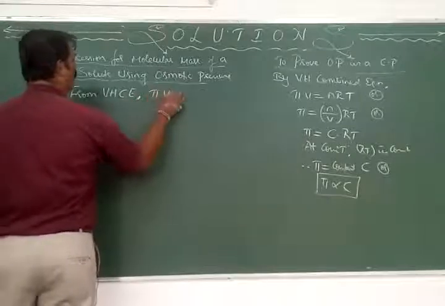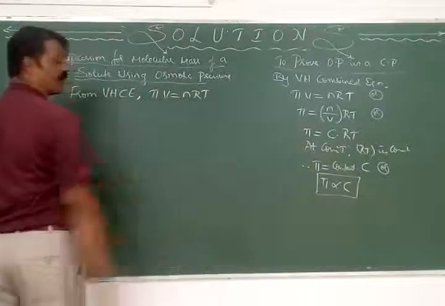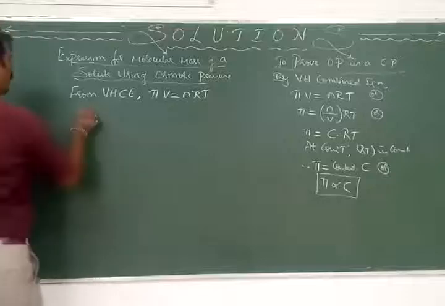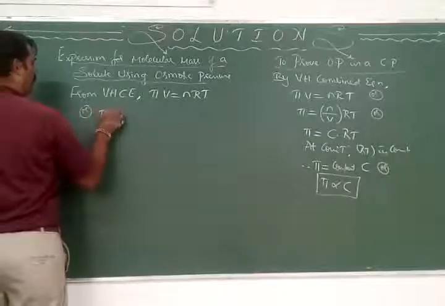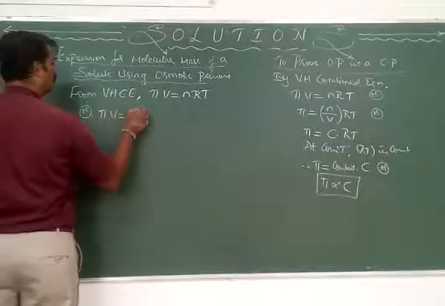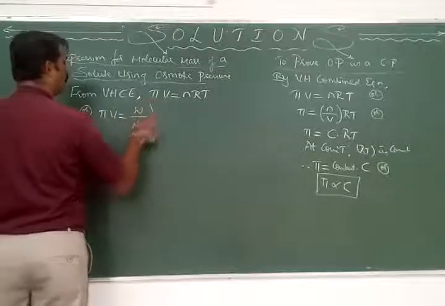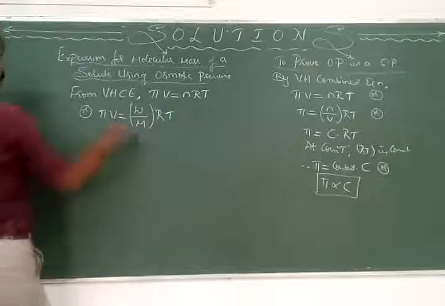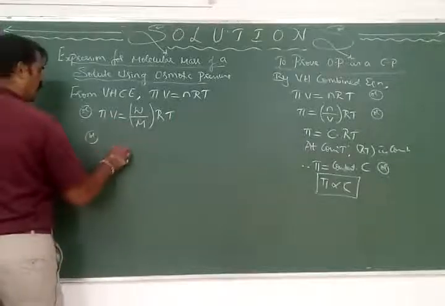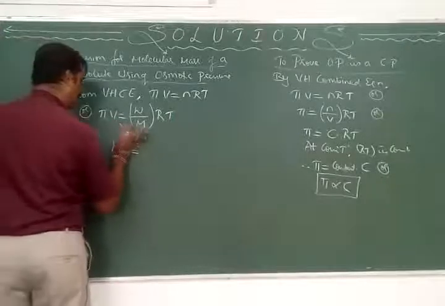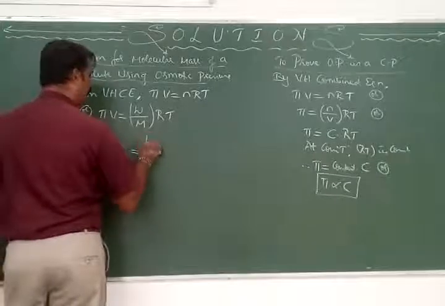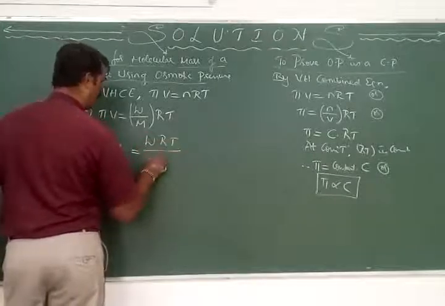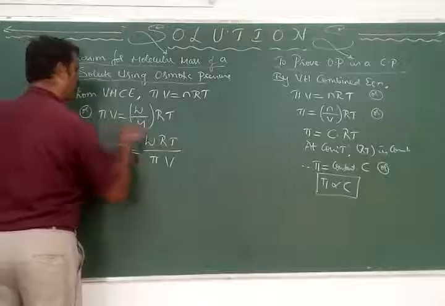Pi V is equal to what we have mentioned here? nRT. Pi V is equal to nRT. Pi V is equal to W by M into RT. W by M into what? RT. M2 is equal to, or M is equal to first, WRT divided by what? Pi into V.